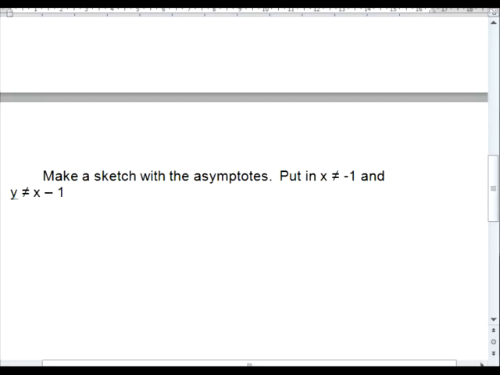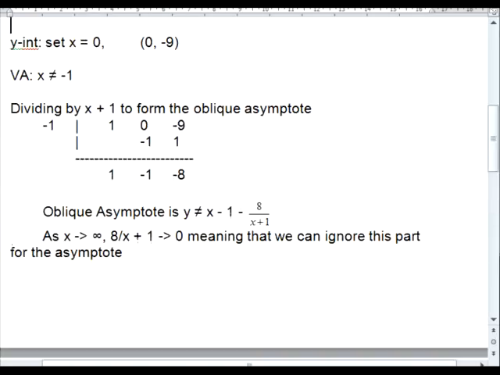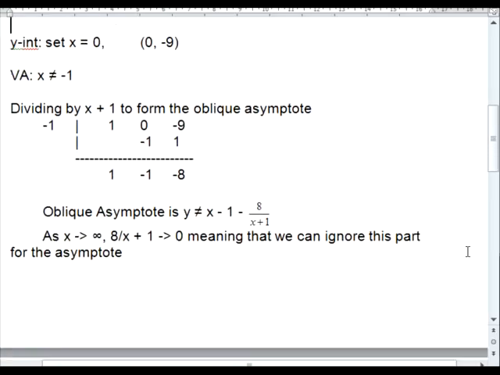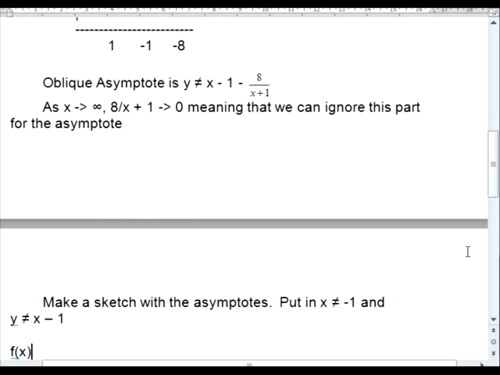All right, so back to this now. Now we're going to make our interval chart. So I'm going to do f of x. You're going to use all of your asymptotes and your x-intercepts. My x-intercepts here are negative 3 and 3, and my asymptote is x can't be negative 1. So I'm going to say here then, x is less than negative 3. Negative 3 is less than x is less than negative 1. Negative 1 is less than x is less than 3. And x is greater than 3.